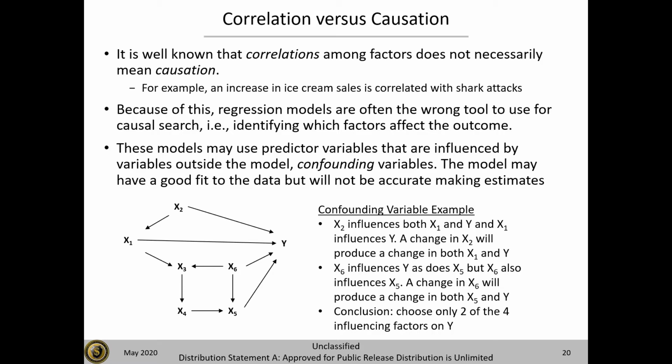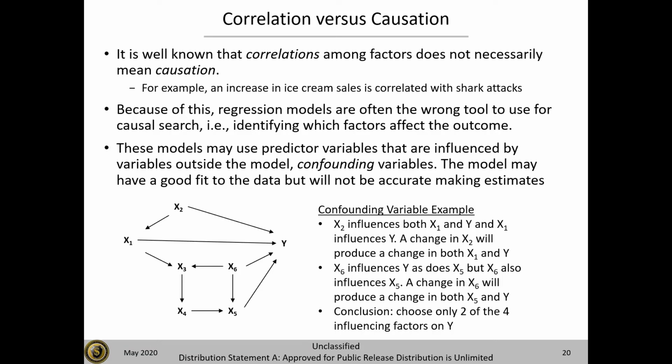And the example that we've used a lot is ice cream sales are correlated with shark attacks. So if you did a basic CER on those two factors, you would find that there's a pretty high R² between those two in an equation using those two factors. But in fact, neither one of those causes the other. There's another influencing variable that affects both of them, and that's weather. So when the weather's nicer, people go to the beach, they eat more ice cream, and there happen to be more shark attacks. So there's correlation between them, but there's not causation.